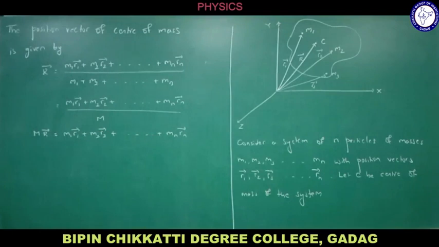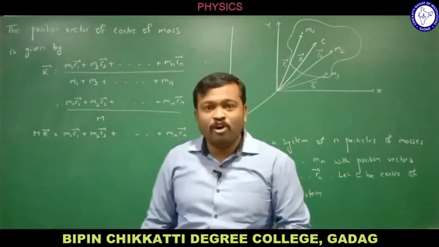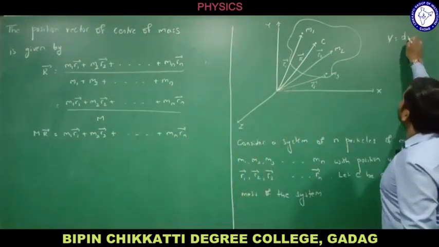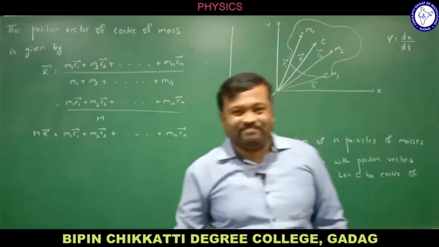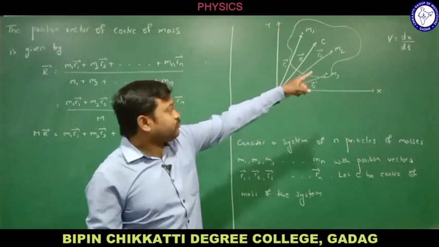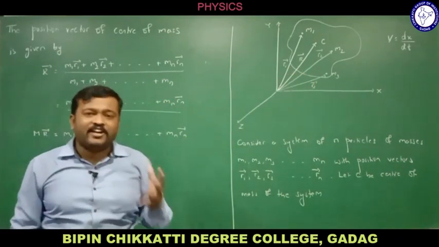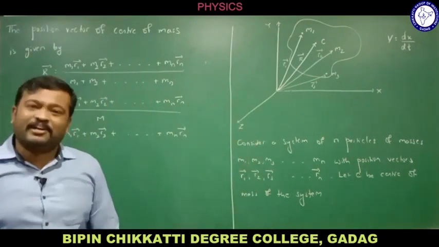Why did I do it like this? Let us check it out. First of all, let me find its velocity. We know velocity is nothing but dx divided by dt. If you know the position, what is meant by velocity? It is the rate of change of displacement, that is dx divided by dt.